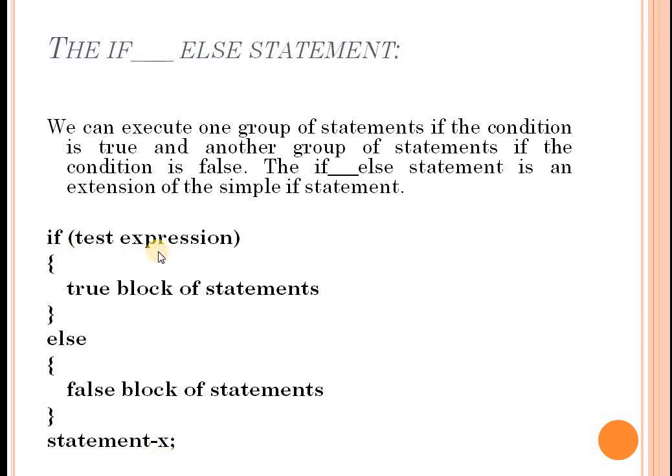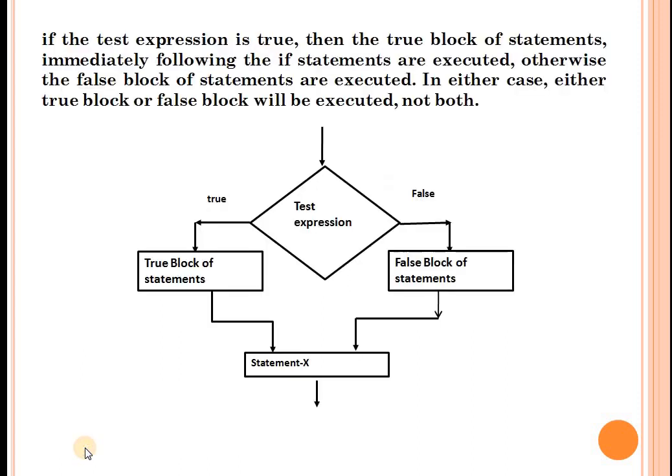When this condition is true, this part of the program will get executed and the control will jump directly to statement X. If this condition is false, this part will be skipped. It will not be executed and directly the control will come to the second part. This false block of statements will get executed and the control will jump to statement X.